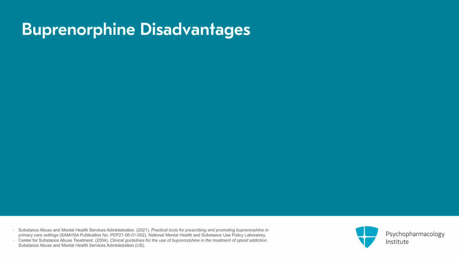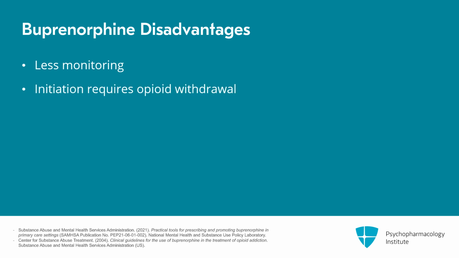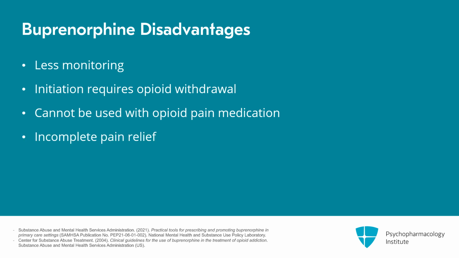I've talked a lot about the advantages of buprenorphine, but I will list a few disadvantages. For some of our patients, having more structure is helpful. Therefore, less monitoring isn't always desirable. Another major issue is that somebody needs to be in opioid withdrawal to start, which can be really hard for many of our patients. Buprenorphine is also a blocker of opioid pain medications, so if somebody needs to be on them down the line, they must get off of buprenorphine. Finally, when it comes to pain, a lot of people find some relief from buprenorphine, but not complete. For those, methadone may be preferred.